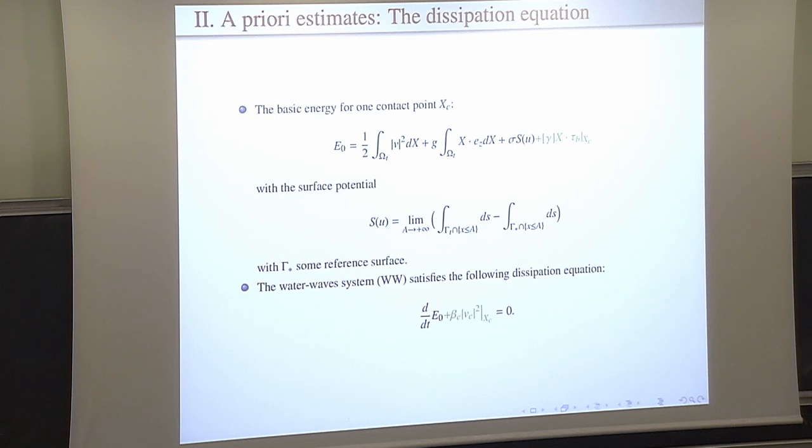And so if you take d/dt here, you will find a dissipation equation here. Dissipation happens only at the contact point. Vc is the tangential velocity along the bottom at the contact point, and beta c is some coefficient I mentioned before. So with one contact point and with surface tension, we have dissipation at the contact point. This corresponds to the formulation by Guo and Tice. They worked on Stokes flow, and they also showed a similar dissipation at the contact point as ours, but they have viscosity, of course.